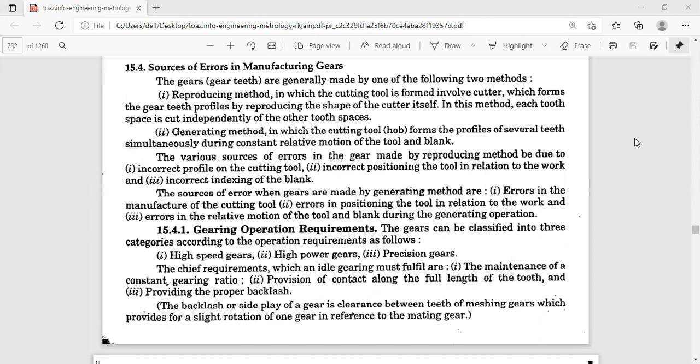Actually, he has not elaborated. In some of the textbooks, he has elaborated. He has just given incorrect profile of the cutting tool. But how do you get the incorrect profile? You get the incorrect profile only by incorrect manufacturing of the cutting tool itself, by not following the definite angles like the single point cutting tool, and naturally the profile of the gear tooth will be affected because of the tool.